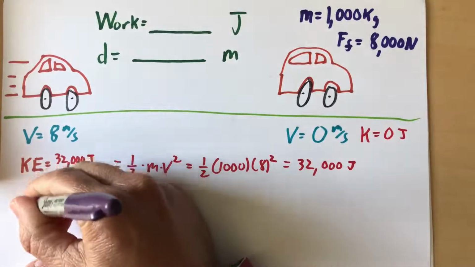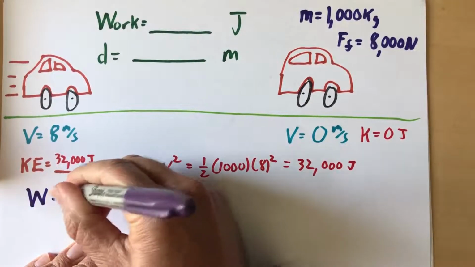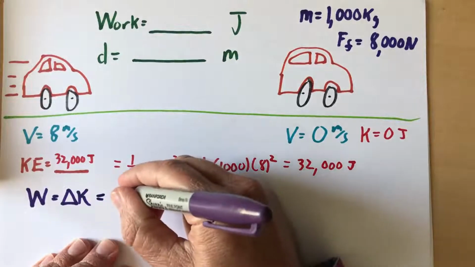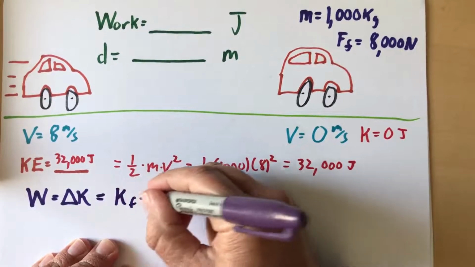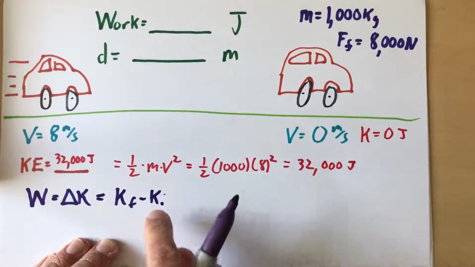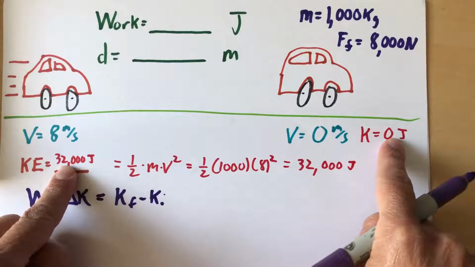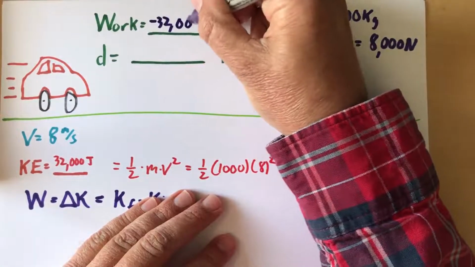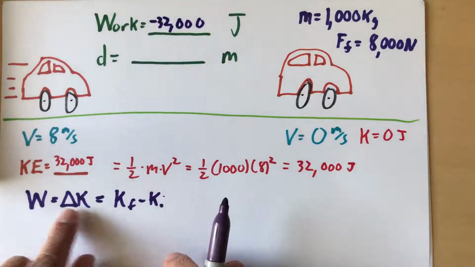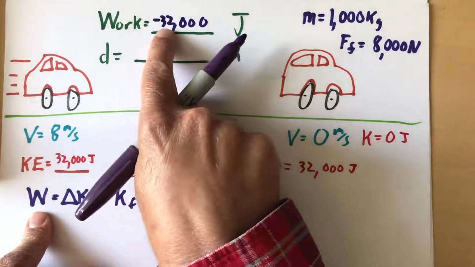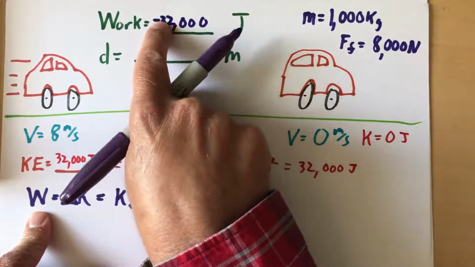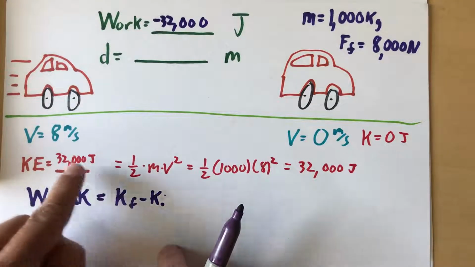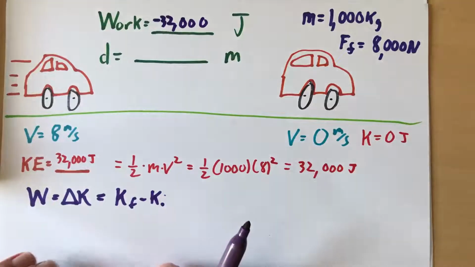But remember, work is also equal to the change in kinetic energy. And so the change of anything is final minus initial. But also just think about it. If we went from 32,000 to 0, then we took away 32,000 joules of energy. And that means our work is also negative 32,000, a drop of 32,000 joules. But you could plug this in here. Final 0 minus initial, which was 32,000, you'll get negative 32,000.